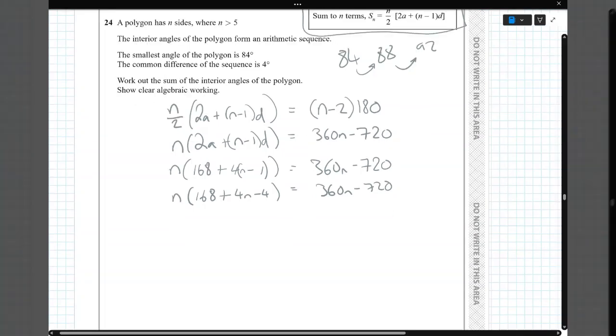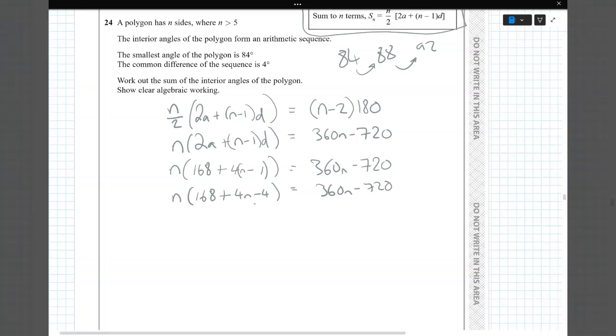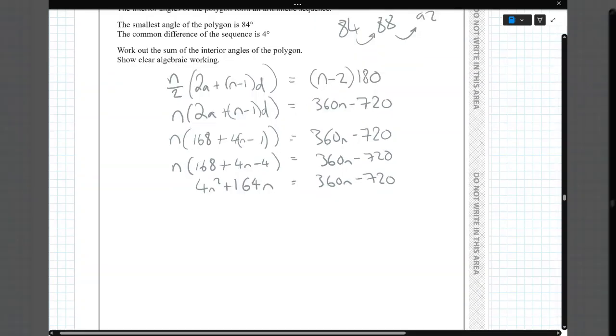And now we'll expand it out. So 168 take away 4 is 164, so that will make 164n. And then n times 4n will be 4n squared. And that's our right hand side. Okay, I'm now going to bring everything over to the left hand side.